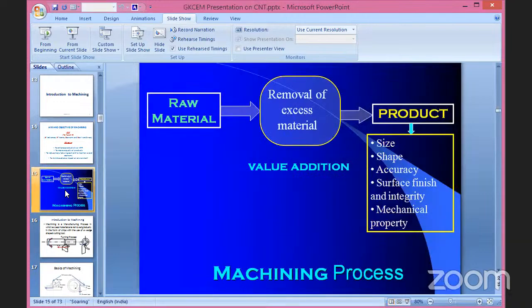Now, what is the basic diagram of machining? Everybody knows, I am telling it again. You should have some raw material, which is a solid raw material in the case of a machining process. Then you are removing excess material and ultimately you are making one product. This becomes a product whenever it attains some typical desired size, shape, accuracy, surface finish and integrity, and the desired mechanical properties. That means through the material removal process, you are adding some value onto your raw material to make it a product. So this is very briefly what is known as a machining process.